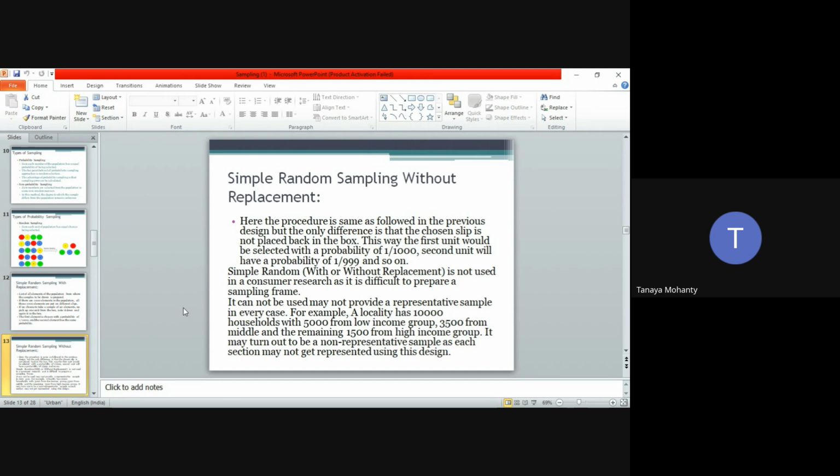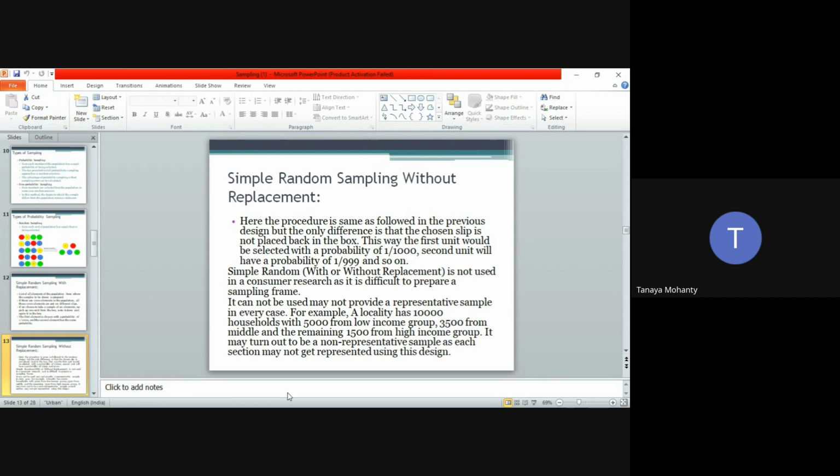So remember, the most important requirement for taking up simple random sampling is to construct a sampling frame. You always need a sampling frame, as I told you. That is the list of the entire universe. Unless you have a list, you cannot go for simple random sampling. It cannot be used and may not provide a representative sample in every case.